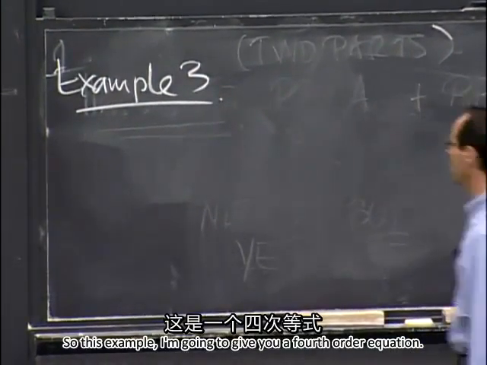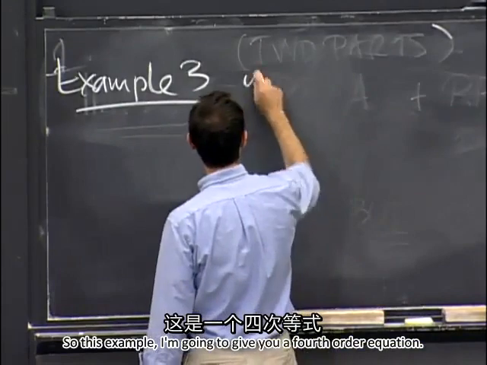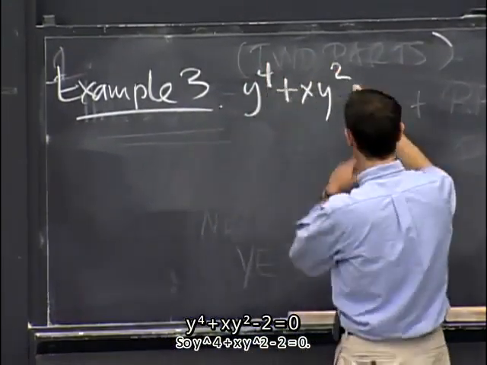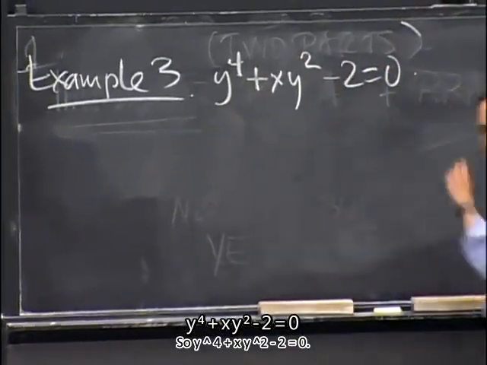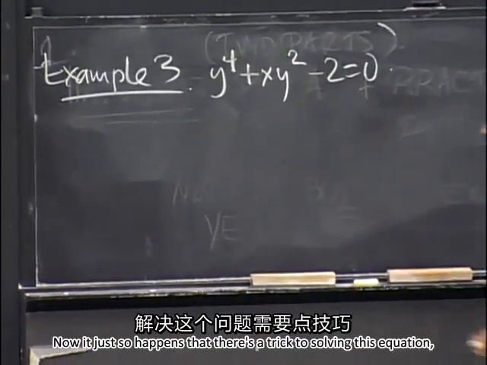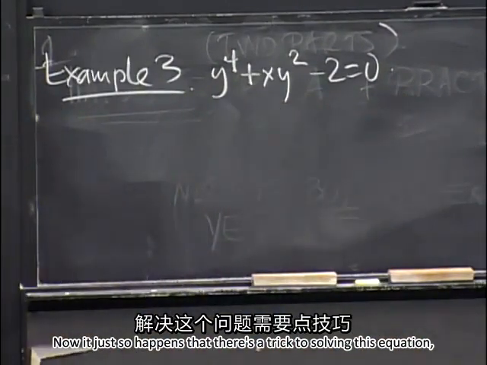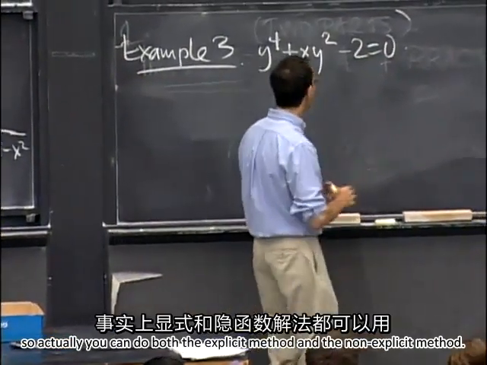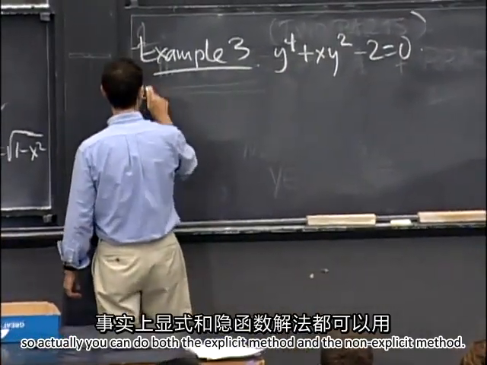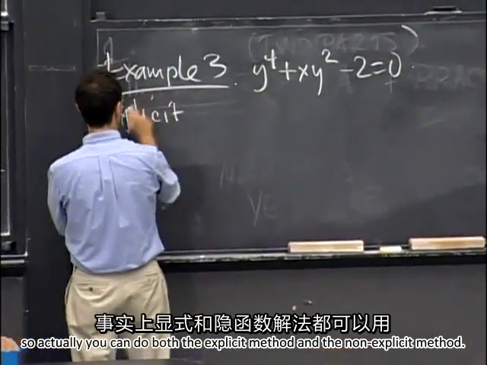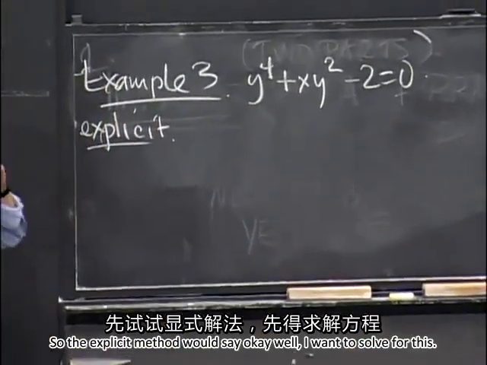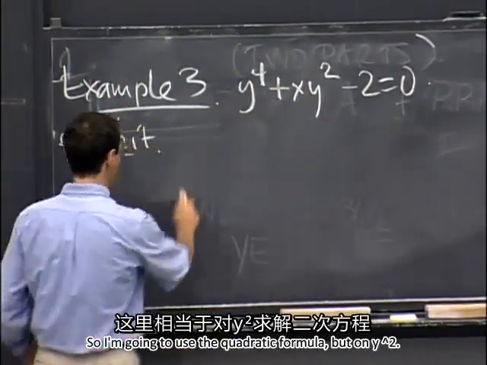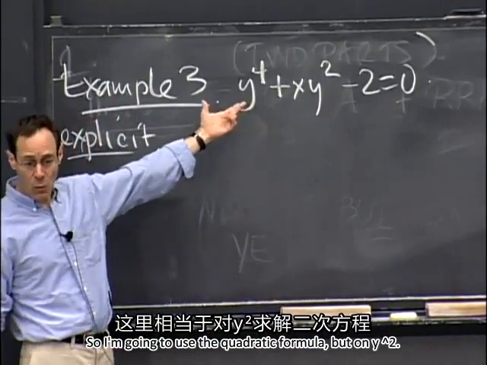In this example, I'm going to give you a fourth order equation. So y to the fourth plus xy squared minus 2 is equal to 0. Now, it just so happens that there's a trick to solving this equation. So actually, you can do both the explicit method and the implicit method. The explicit method would say, okay, I want to solve for y. So I'm going to use the quadratic formula, but on y squared.